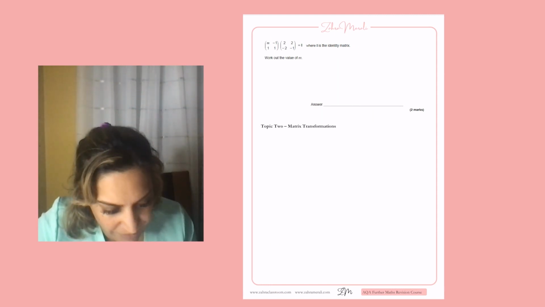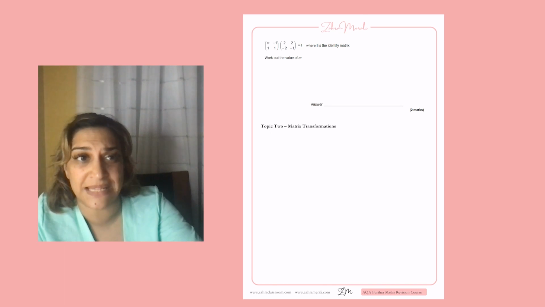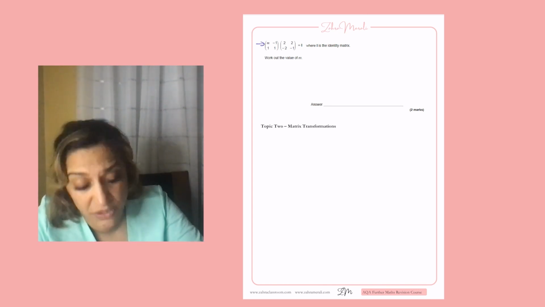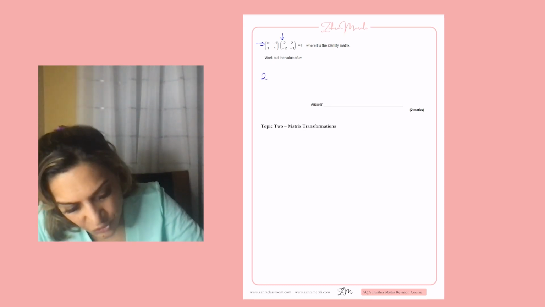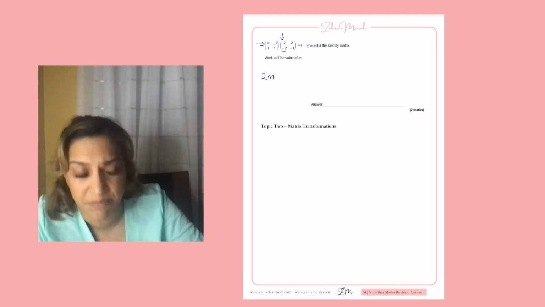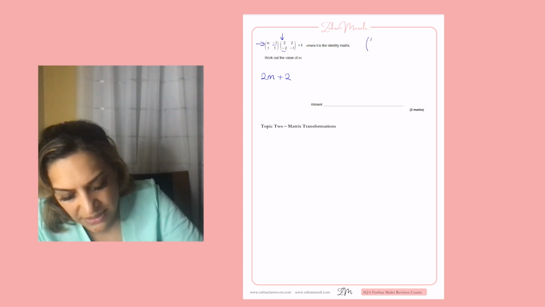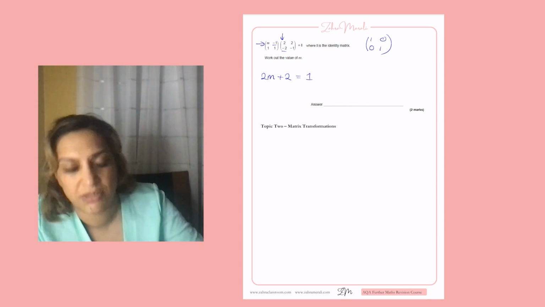The next one, we've got an identity matrix again, so we're going to be multiplying this out. So remember, we've got the first row times by the first column. So you're going to get 2 times m to give you 2m, minus 1 times minus 2 to give you plus 2, and remember the identity is 1, 0, 0, 1. So that equals 1.